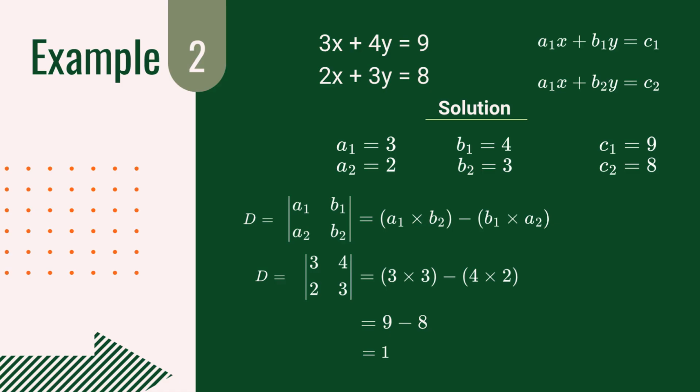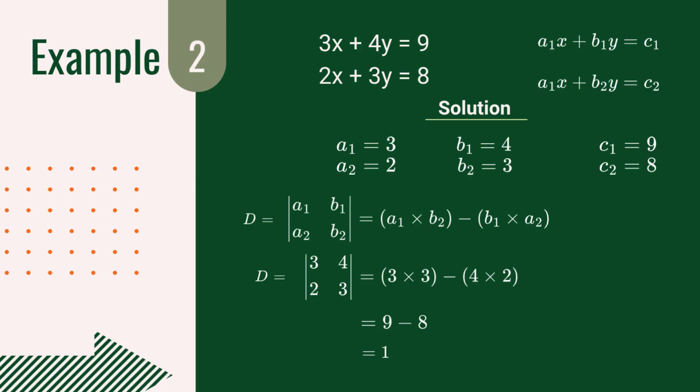Let's look at another example. Example 2, you have 3x plus 4y equals 9 and 2x plus 3y equals 8. We already know how to extract the values for a1, a2, b1, b2 and so on. So our a1 is 3, our a2 is 2, our b1 is 4, our b2 is 3, our c1 is 9, and our c2 is 8.